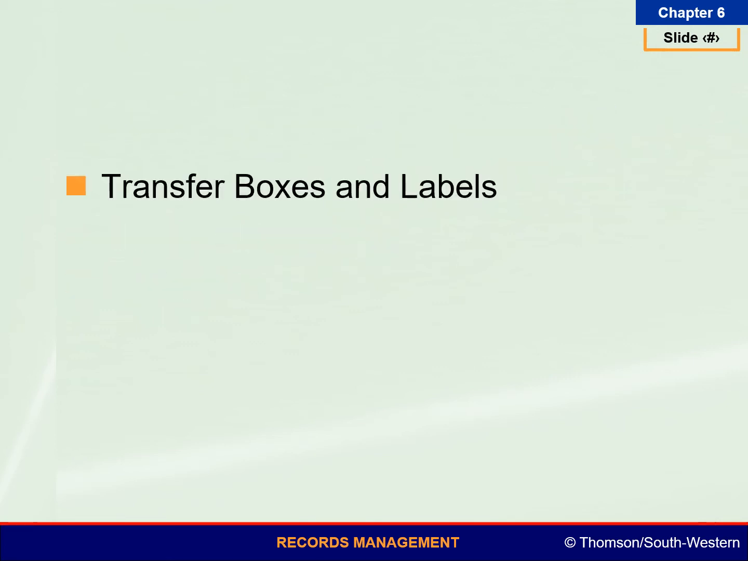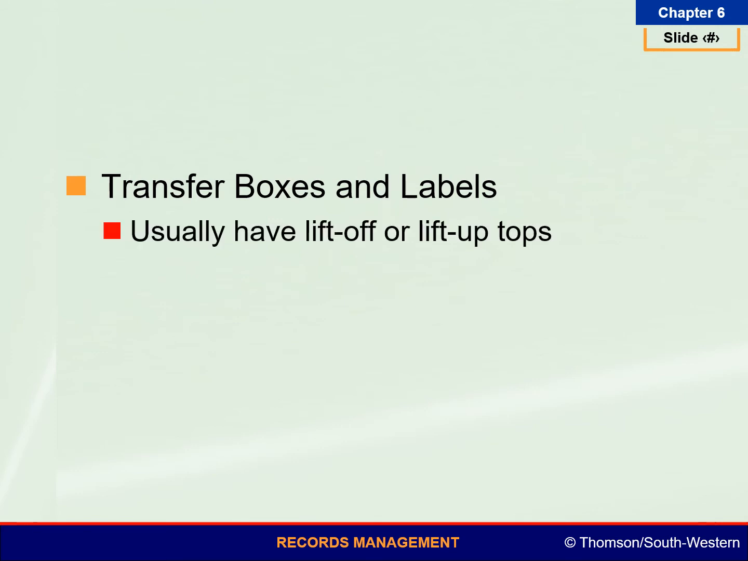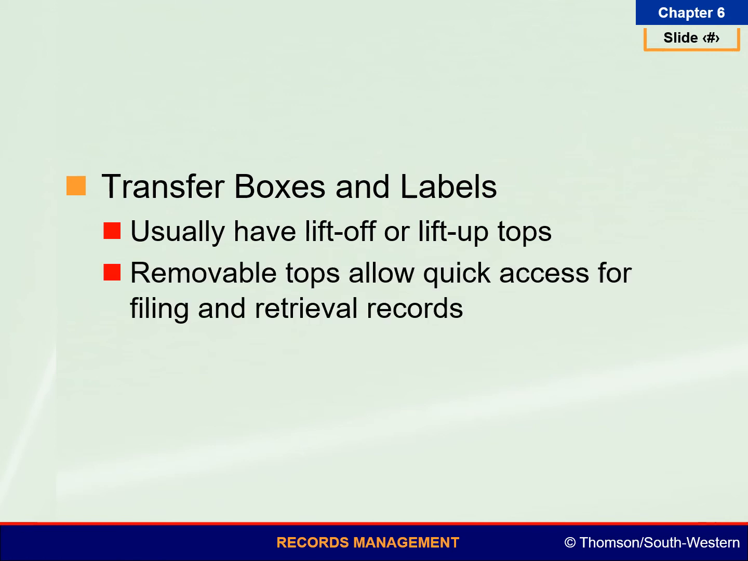So when we are moving the record from active area to inactive area, we need to have boards and labels to make sure in future when we are looking back to the records, we can easily find it. Usually the boards have lift off or lift up tops, depends kepada boards lah. Sometimes kita ada boards yang jenis kita lift up daripada atas ataupun daripada tepi je. So they say removable tops allow quick access for filing and retrieval of records.